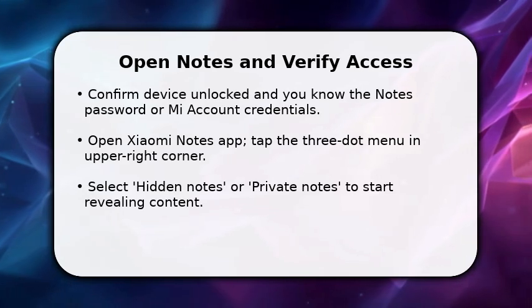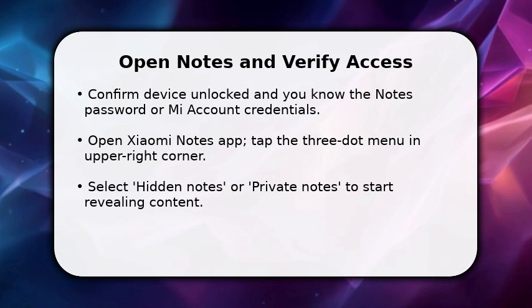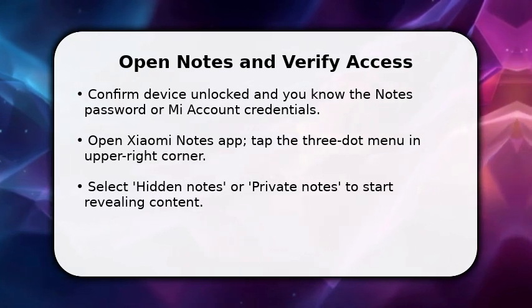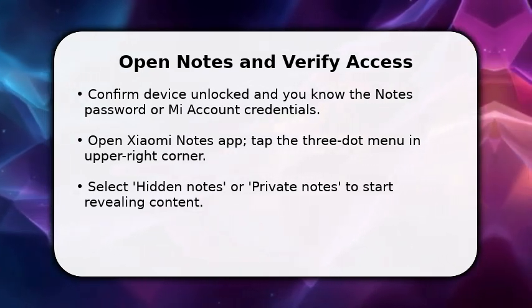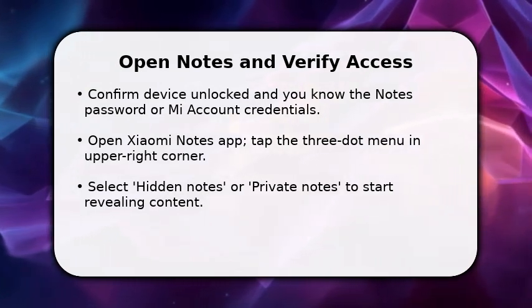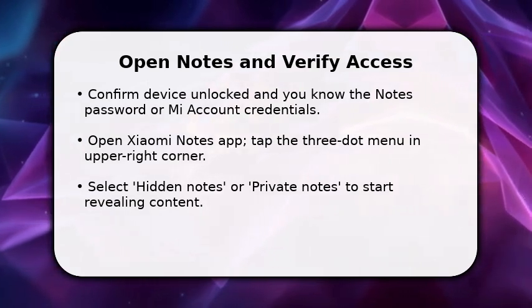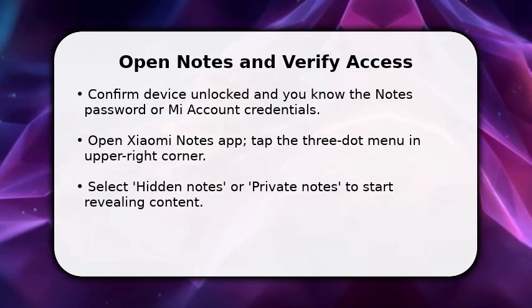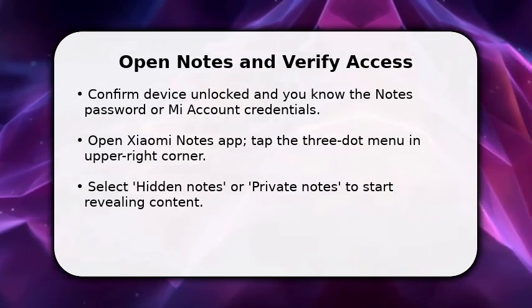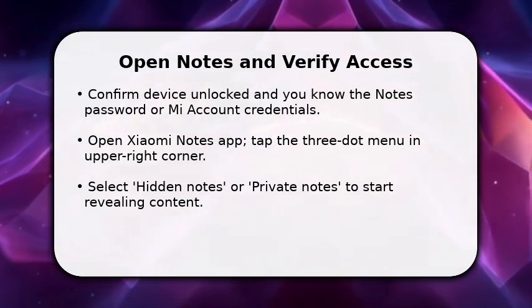Enjoy the video. You start by opening Notes and confirming you have local access. This step prevents needless troubleshooting. Once done, tap the three-dot menu in the top right to reveal hidden options. You should see a hidden or private notes entry. Select it and enter the password or biometric. Make sure to use the exact My Account credentials if the app prompts to sync. This first step unlocks the layer where Xiaomi keeps concealed notes so you can proceed safely.